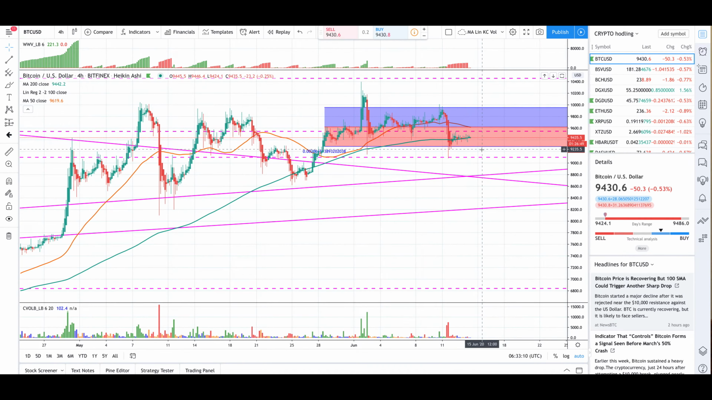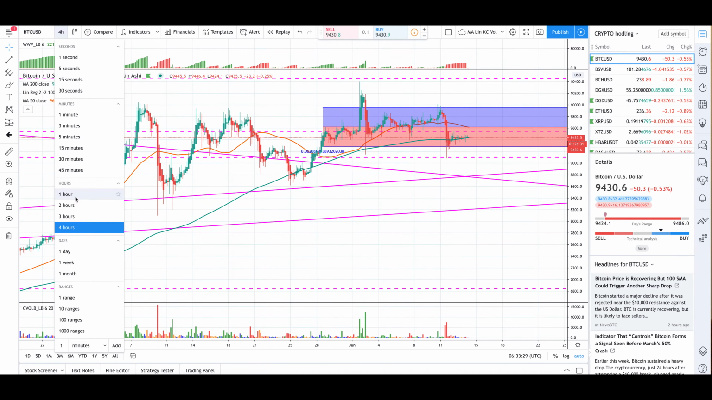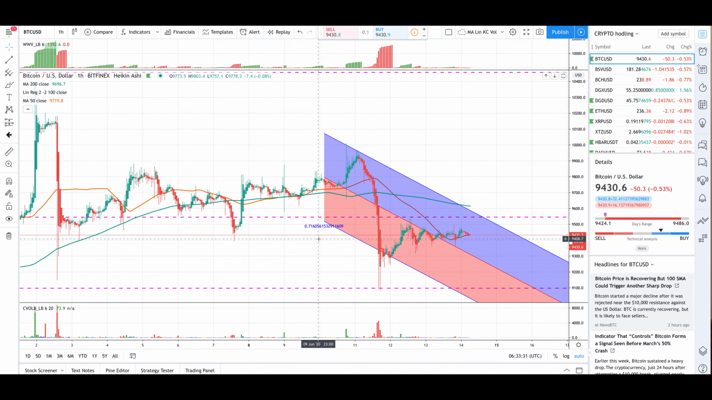So what's it going to do? What's Bitcoin going to do? What the heck is Bitcoin going to do? Right? So this is 2 days after I had talked about this area here, from here down. This is a time when you can look at the 1 hour if you really want to get an idea. You can zoom in on the 1 hour. So let's do that. 1 hour. And boom, here we are.